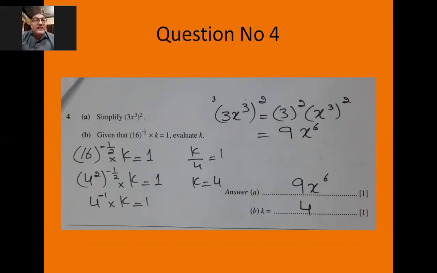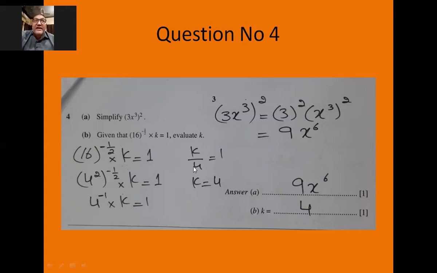It says, given that 16 raised to power minus 1 by 2 multiply k equals to 1, evaluate k. So you have 16 raised to power minus 1 by 2 into k equals to 1. In the place of 16, I can write 4 square. So this 2, the power of the power multiplies. So this 2 and 1 by 2, they will be cancelled. So you are left with 4 raised to power minus 1 into k equals to 1. So 4 raised to power minus 1 means 1 by 4. So it will become k by 4 equals to 1.